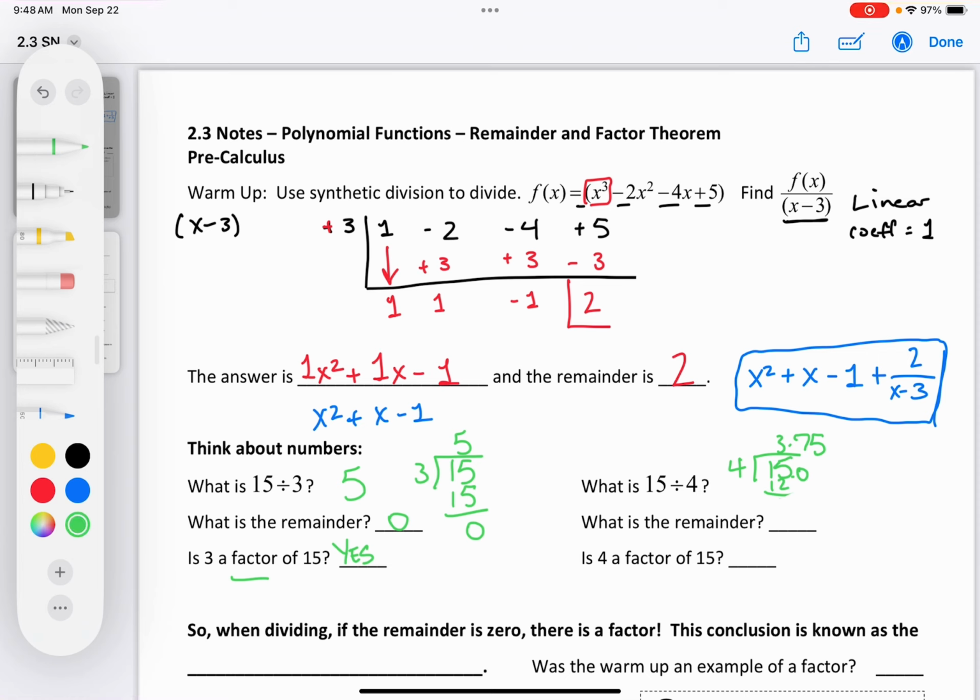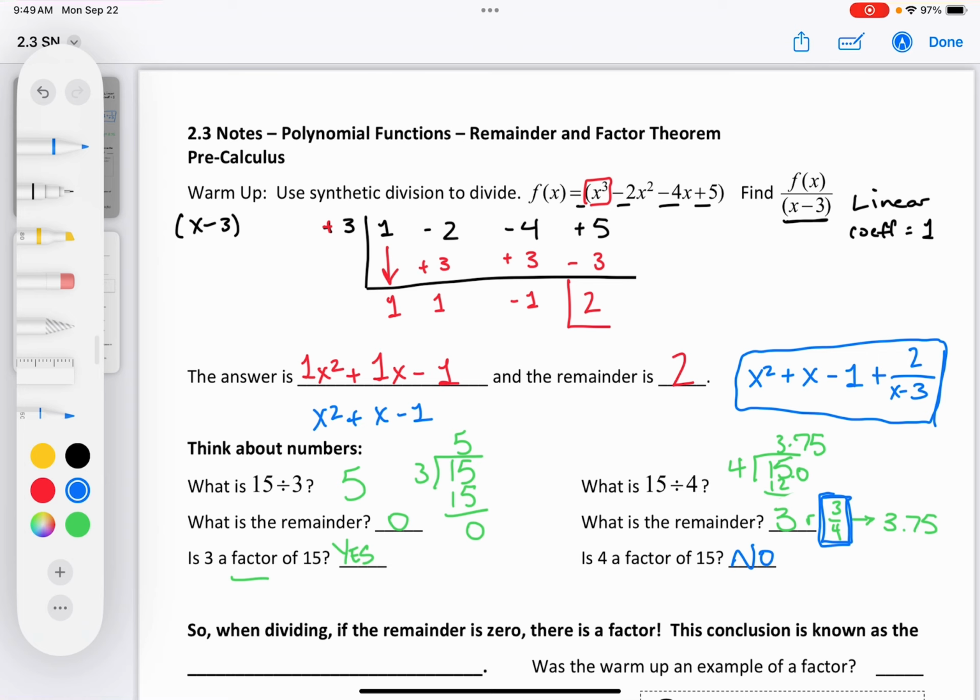And so what's the remainder? Well, we would say it goes into it 3 times with a remainder of 3 over 4, which is where we got our 3.75. So the remainder is that 3/4 that's left over. Since there is a remainder, no, 4 isn't a factor of 15.